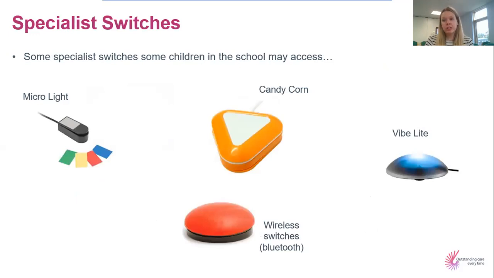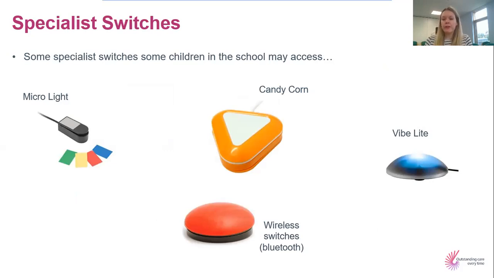Some of the specialist switches that you might see in school. So a candy corn is a proximity switch. That means you don't have to press it, you just have to move your body towards it in a certain proximity and it will activate the effect. It's quite good for children who might find certain movements very effortful, but it might not be so good for children who have lots of uncontrolled movements, as they might accidentally press it when they don't mean to.